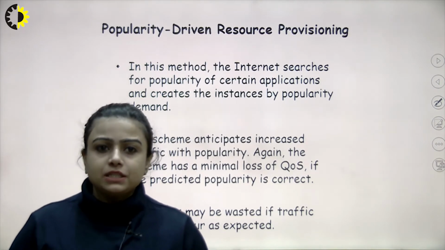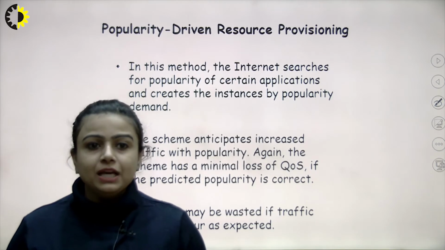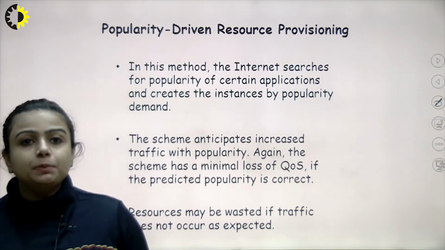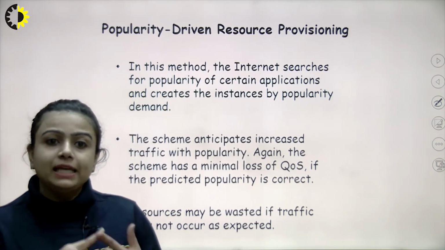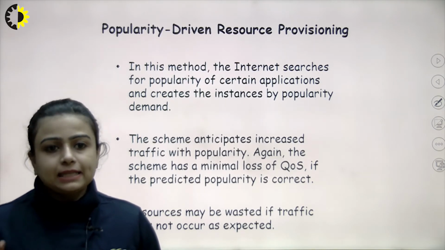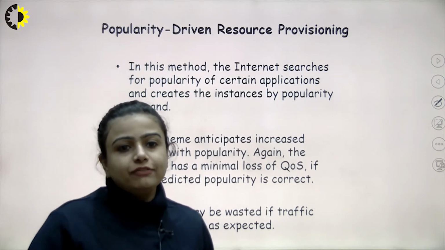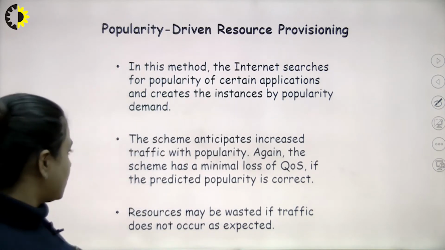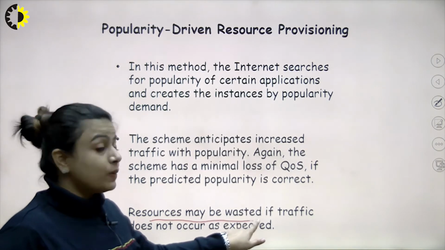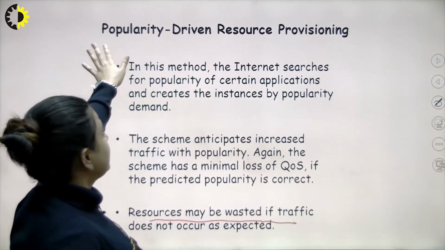Secondly, this scheme will also anticipate the increased traffic with popularity, and again popularity driven resource provisioning has minimal loss of quality of service if the predicted popularity is correct. Number three, the resources may be wasted if the traffic does not occur as expected, because we are basically working on popularity.